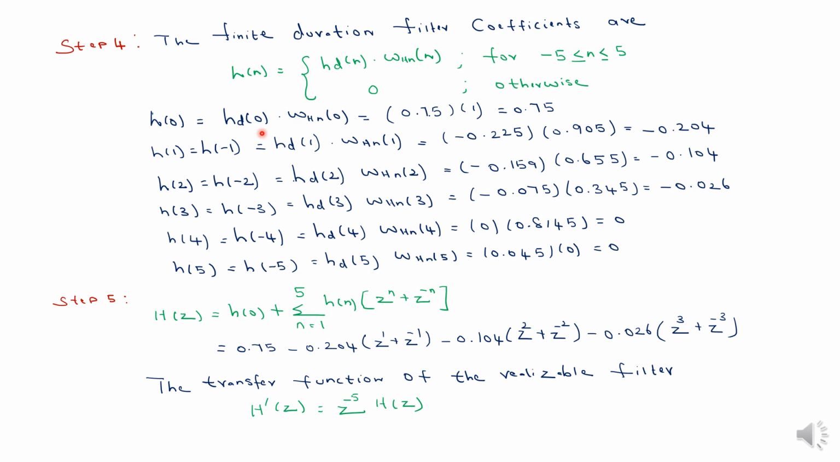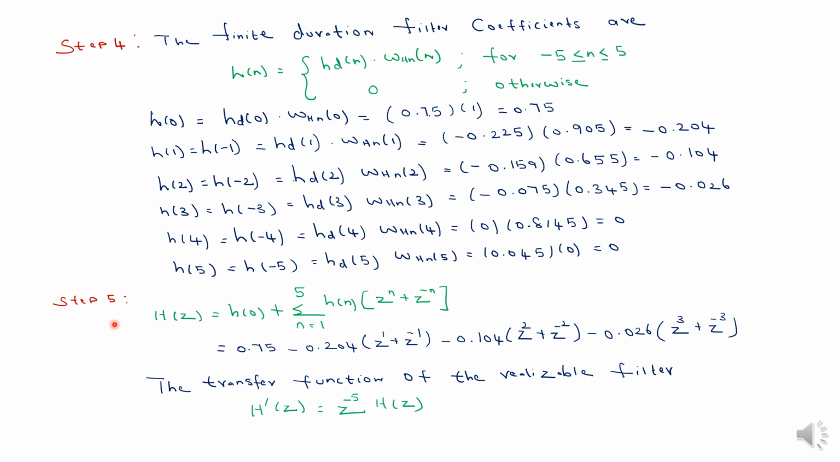We had calculated the filter coefficients of the infinite duration sequence, and in step number 3 we had calculated the values of the window sequence coefficients. So for subsequent values of n, if we multiply the filter coefficient and the window coefficient, we will arrive at the filter coefficients of the finite duration sequence, starting from n equal to 0 to 5.